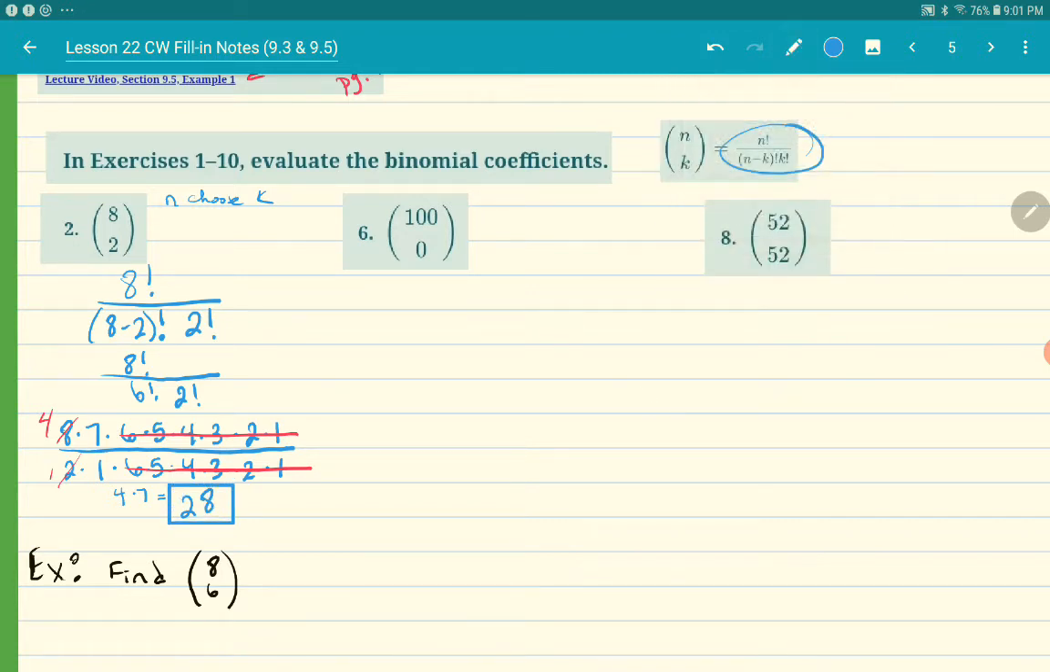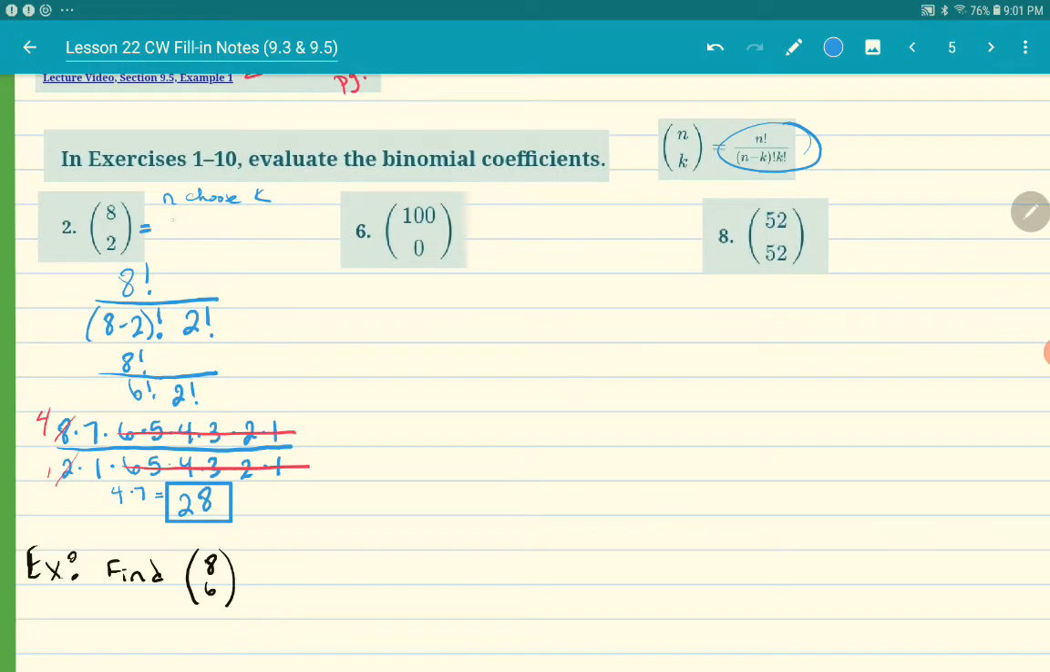I'll write that on top. So 8 choose 2 is 28. So that says if I have a group of 8 and I have to choose 2 out of that 8, there's 28 different combinations that I could choose.